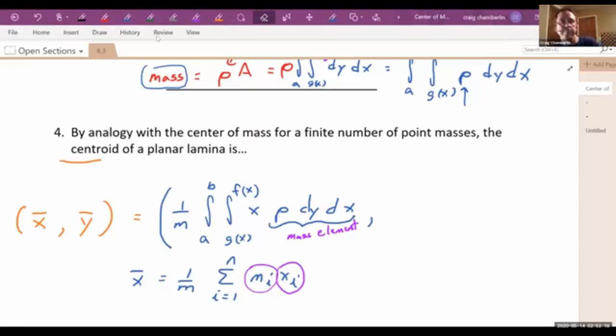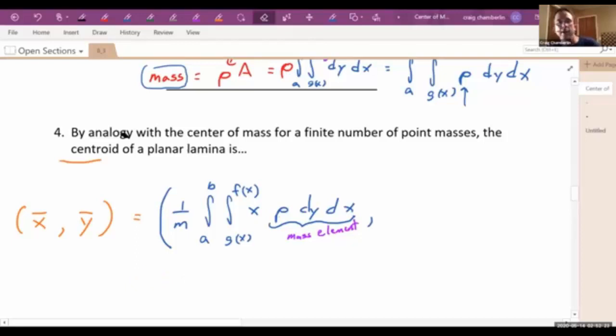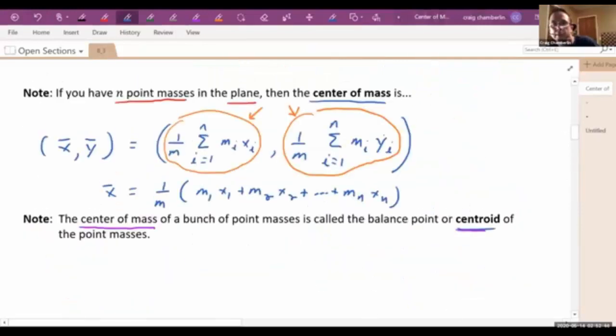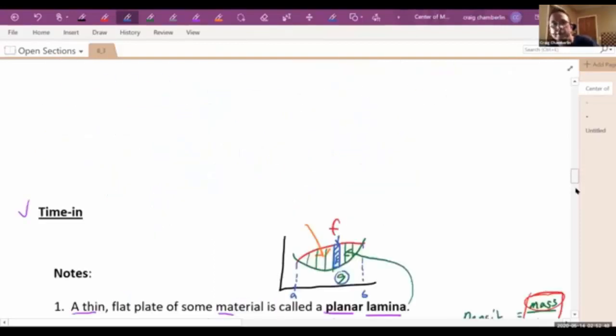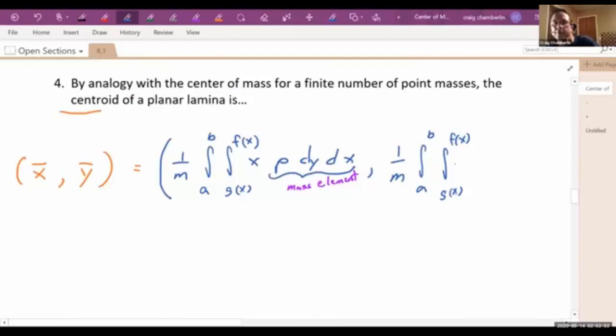And it simplifies, so don't worry, we're going to get a simpler formula in just a second. And then the y bar. Well, it's going to look very similar. It's going to be 1 over m, the integral a to b of the integral g of x to f of x. But instead of having x in there, just like the formula above, we're going to have a y in there. Remember, we had y sub i. So like that, we're going to have a y in there for y bar instead of an x. So we have y and then rho dy dx.